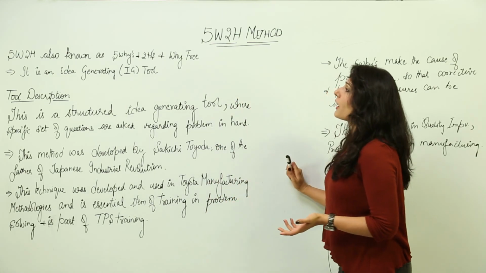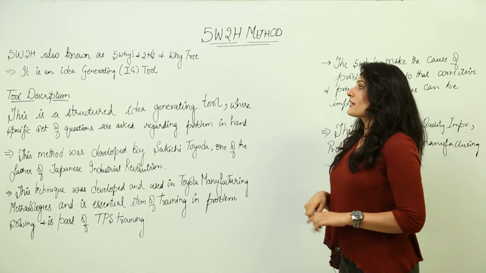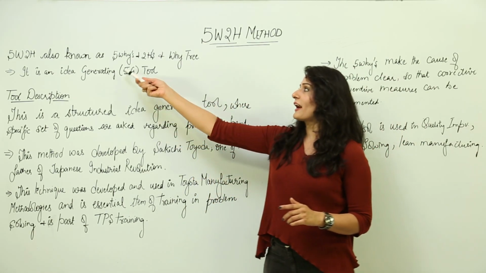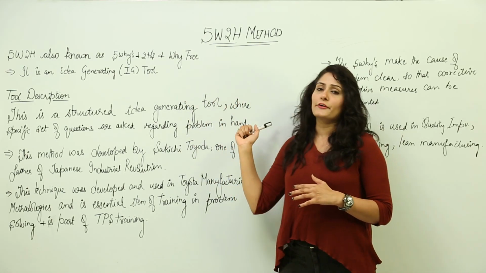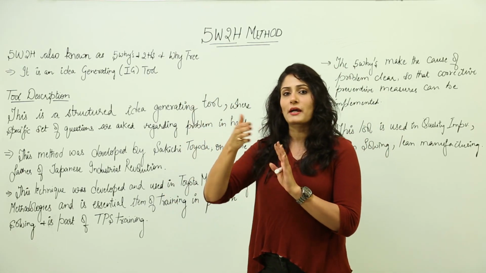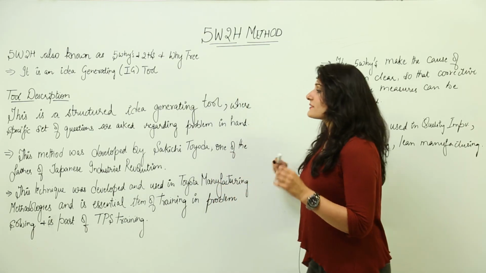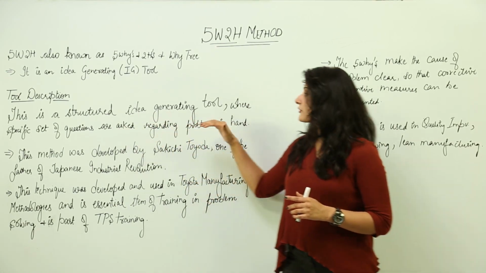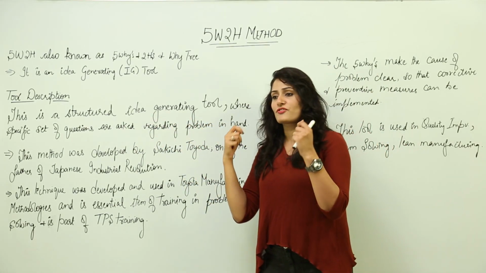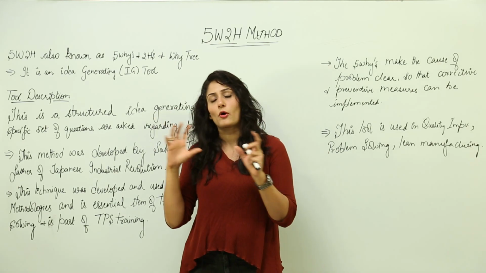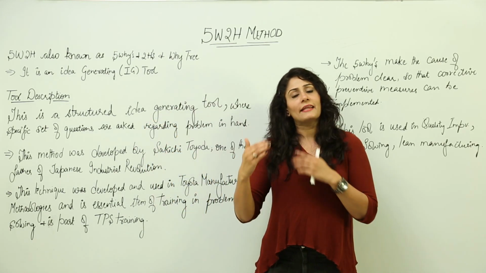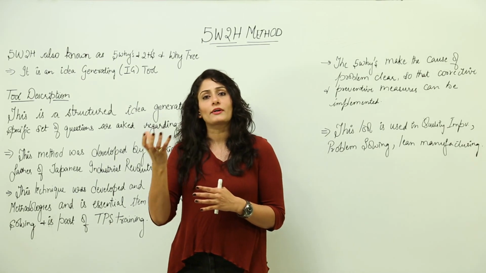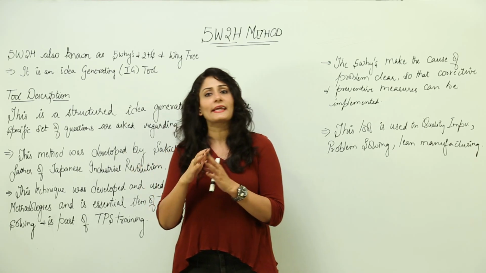So coming to the first part, that is the description of this tool. As I have already told you, it's an idea generating tool and a problem solving tool. It's also known as 5 Whys and 2H and a why tree. Why this is also known as a why tree would become clear in the third part. This is a structured idea generating tool where a specific set of questions are asked regarding the problem in hand. The team takes their problem in hand, the opportunity statement or the problem statement, and then they start asking the questions and try to go beneath the layers of the problem to find out the actual root cause of the problem, so that they can remove it, right.